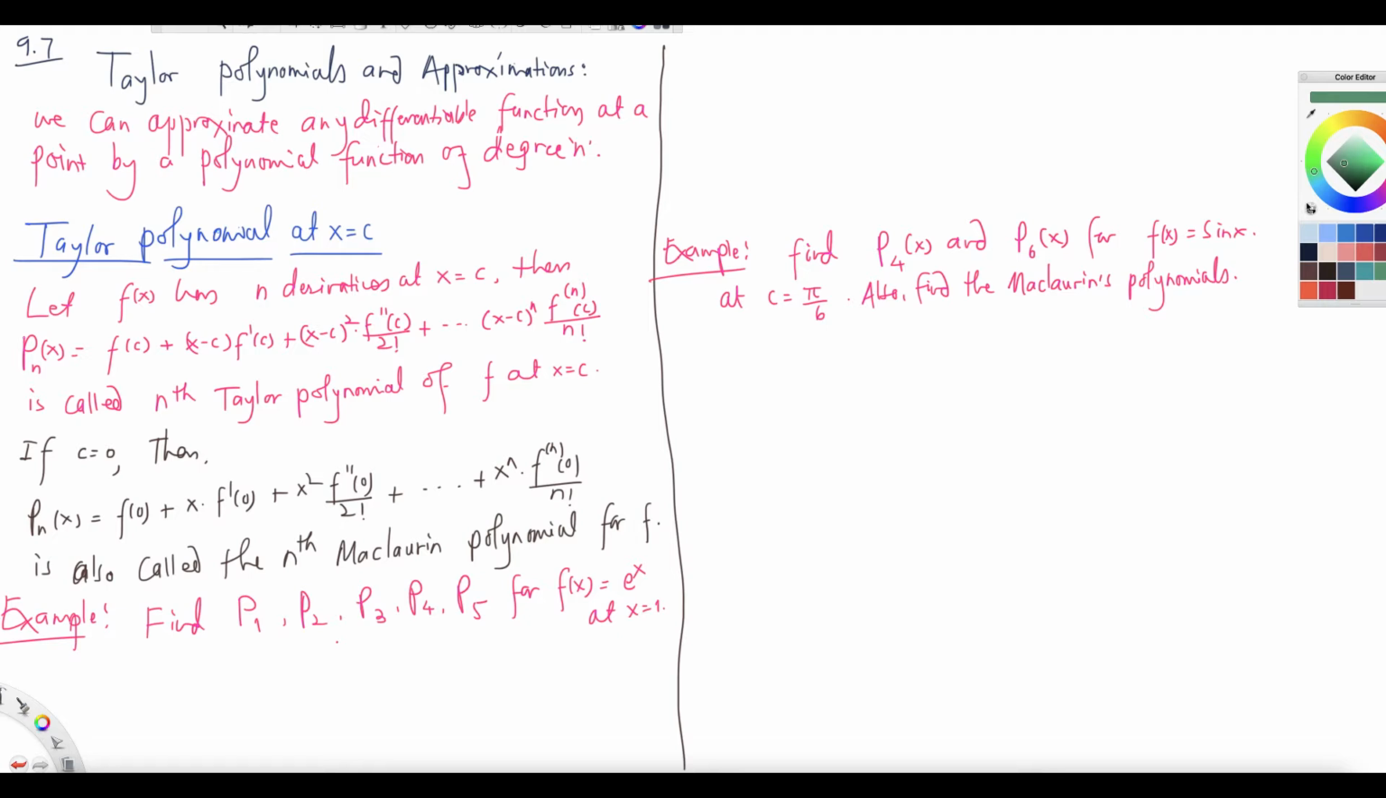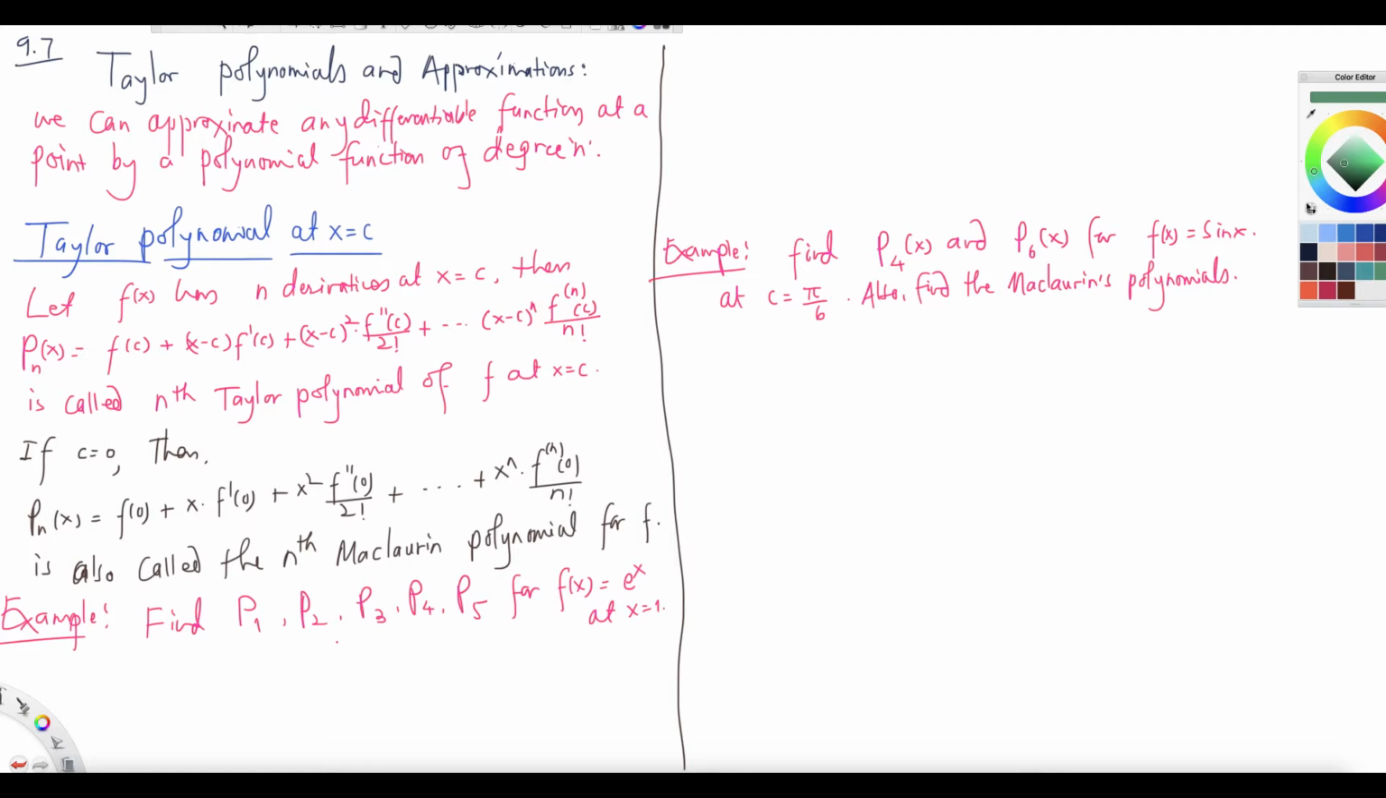Okay, but we can approximate all those non-polynomial functions, like rational functions, trig functions, log functions, exponential functions, or hyperbolic functions. Any of those types of functions, we can approximate at a point by a polynomial function.